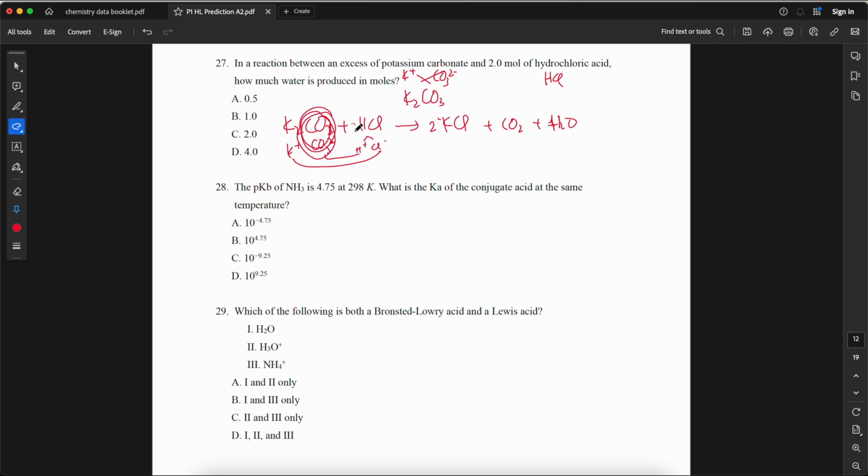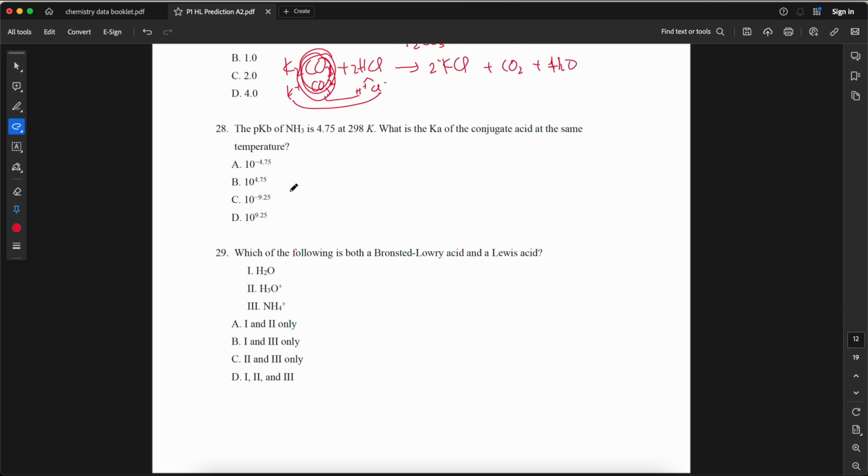2 and then 2. What if Na2CO3? Still, it will produce CO2 and H2O. As long as you have CO3 there, it will produce CO2 and H2O, and the salt. The pKb of NH3 is 4.75 at 298 Kelvin.